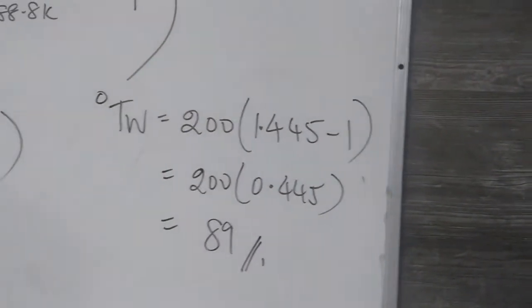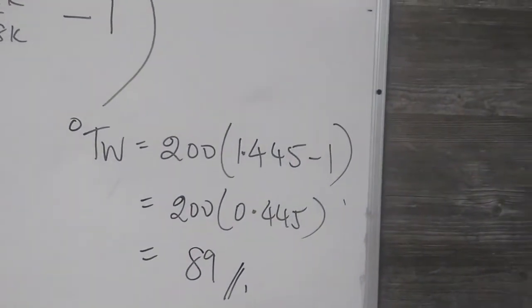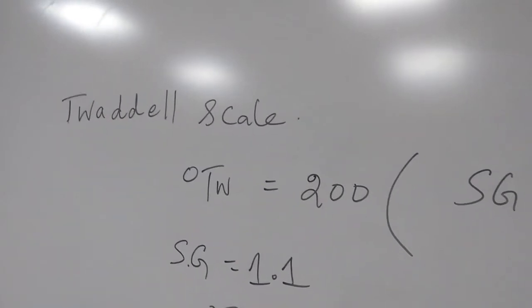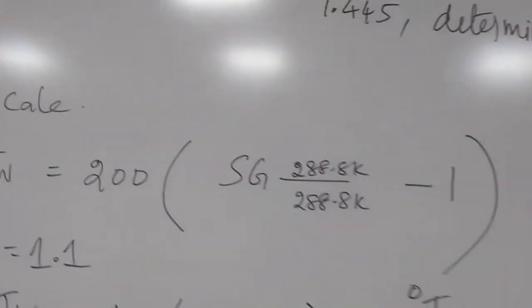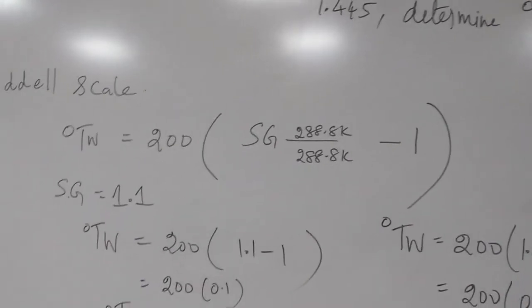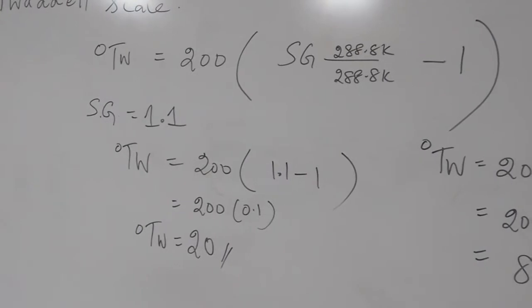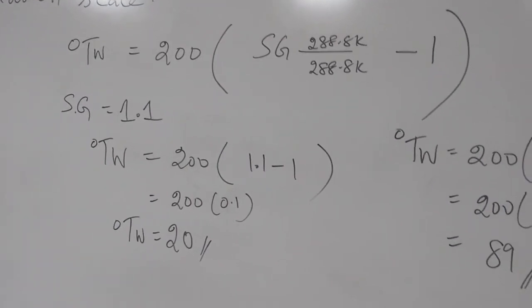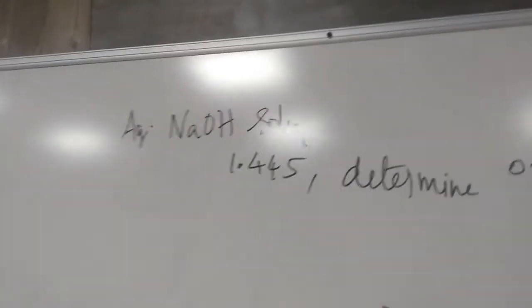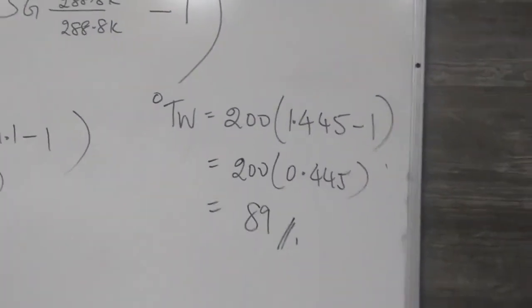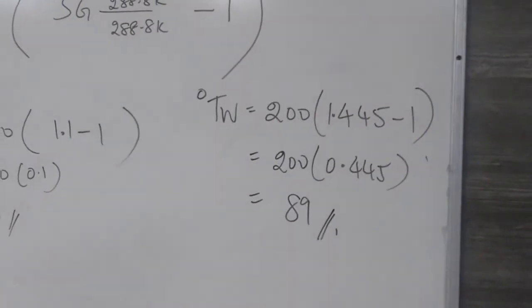So this is also another way of expressing density or specific gravity. If specific gravity is given, we can find out the degree Twaddell with the formula 200 into specific gravity minus 1. So first, when the specific gravity is 1.1, we got degree Twaddell of 20, and for an aqueous NaOH solution with specific gravity 1.445, we got degree Twaddell of 89.